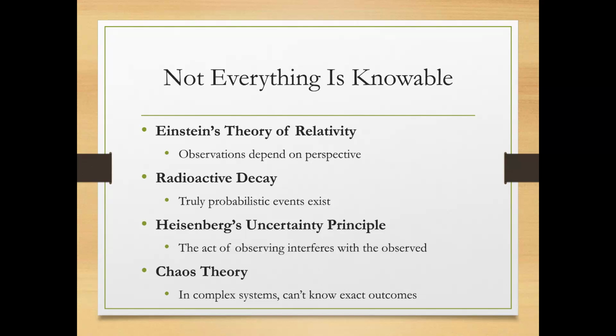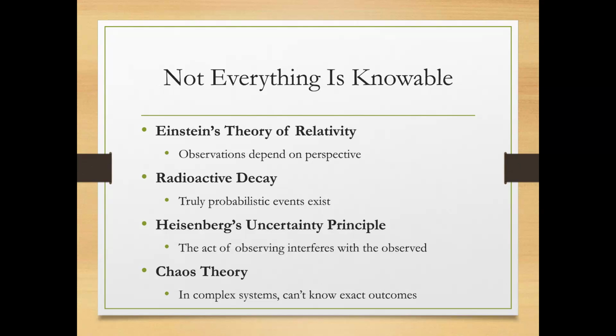But we have actually discovered things like Einstein's theory of relativity, where what we see happening depends on our perspective, right? Or radioactive decay, where there is no mechanism that we can observe that can tell us when a little neutron is going to go shooting off of an atom. We may ultimately find that out. We don't know it now. Heisenberg's uncertainty principle tells us that the act of observing actually interferes with the characteristic of what's being observed.